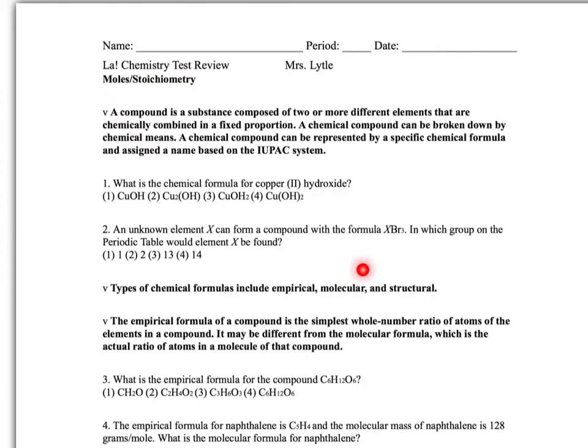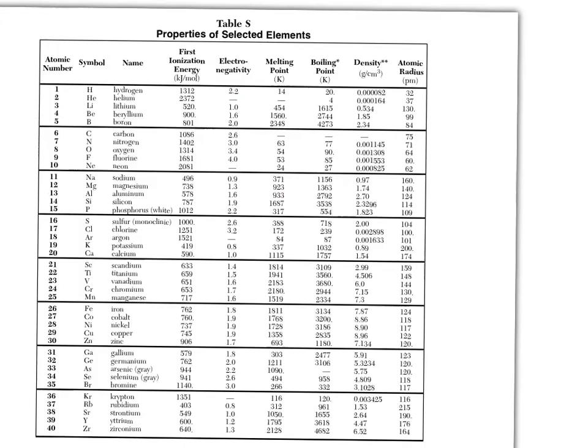Let's begin with question number 1. Question number 1 asks us to find the formula for copper 2 hydroxide. When we look for our elements, we can use our reference table to find the symbols that would go with copper and hydroxide. Let's take a look. So when we look at reference table S and we look down to element number 29, we can see that copper has the symbol Cu.